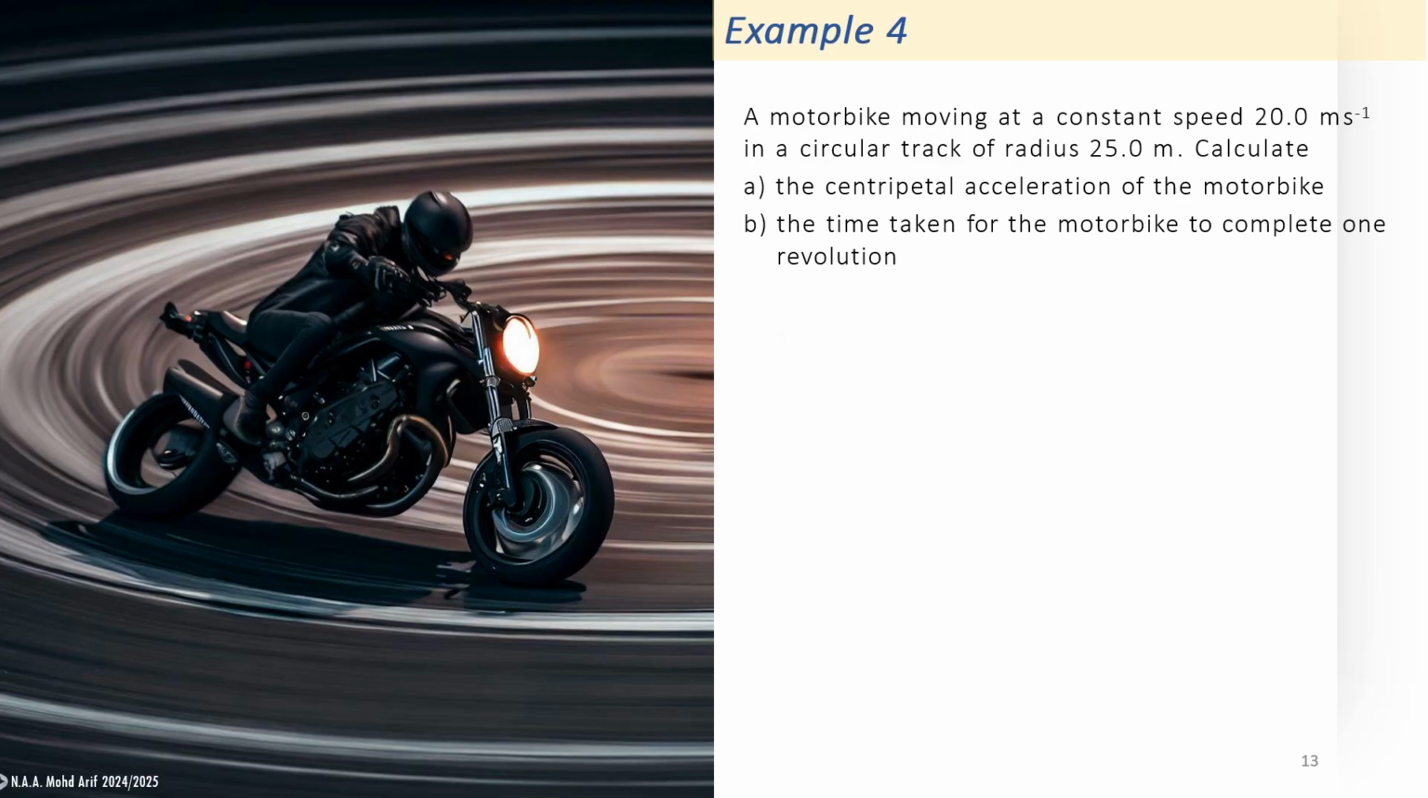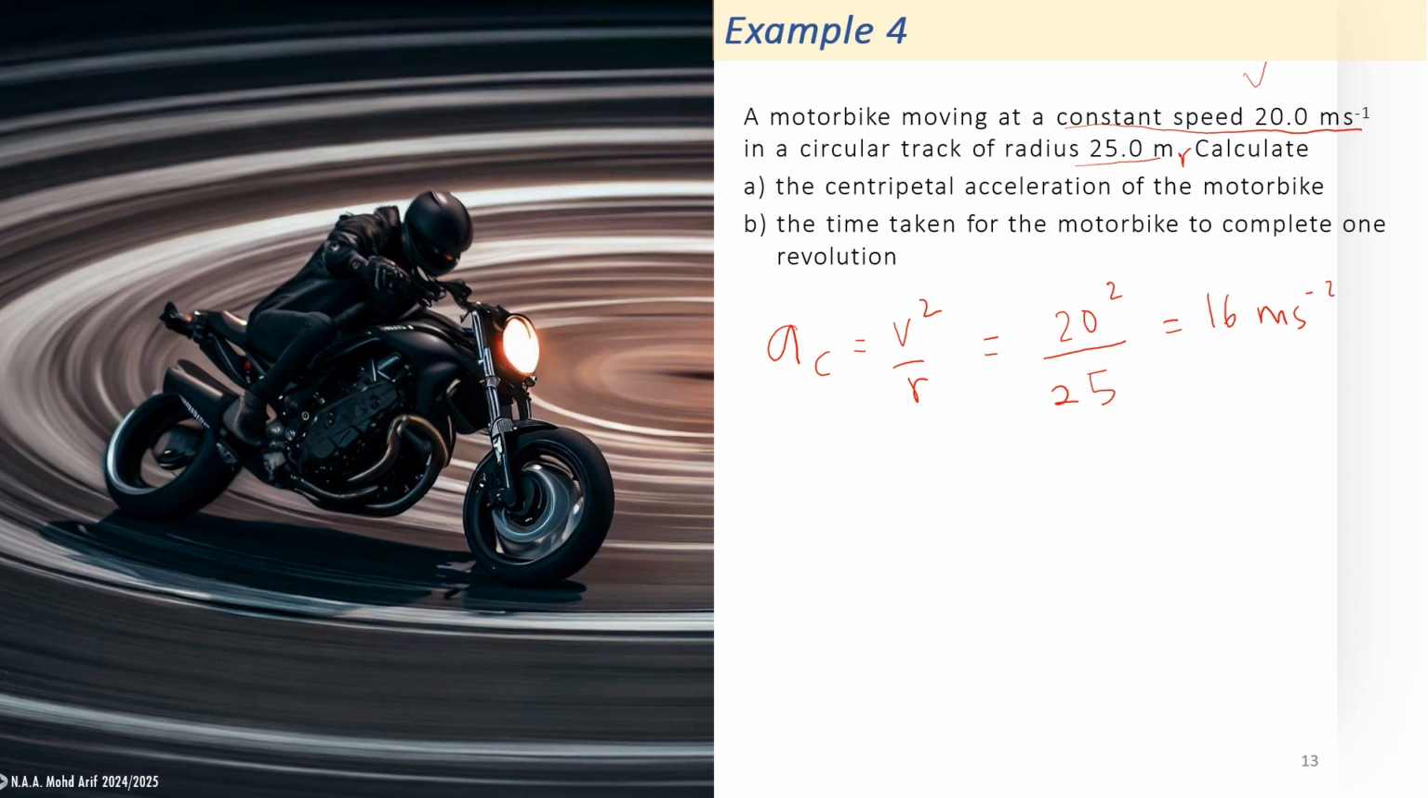So we look at example 4. A motorbike is moving at a constant speed of 20 meters per second in a circular track of radius 25 meters. This one is v and this one is r. Calculate the centripetal acceleration of the motorbike. As we know, a_c equals v squared over r. And v is 20 squared and r is 25. So we'll get 16 meters per second squared.